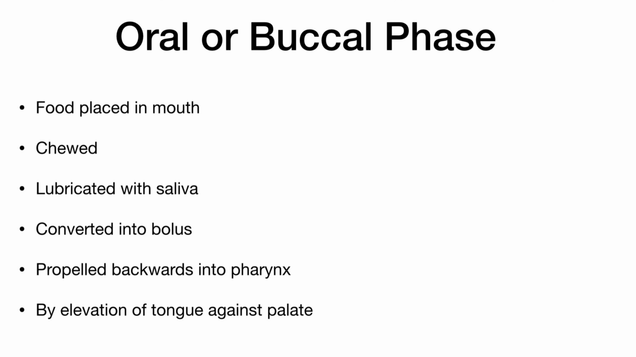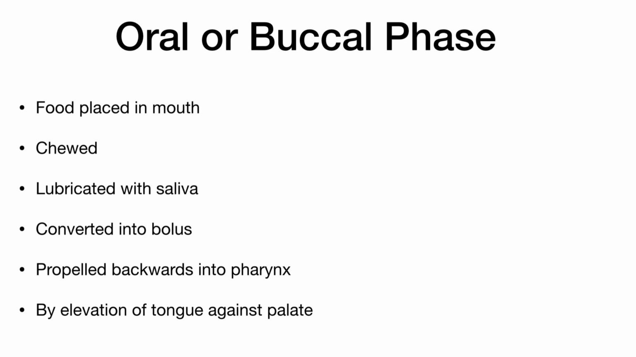This happens when food is placed in the mouth. This can be solid food, can be liquid food. But when the food is placed in the mouth, if it is solid, it is chewed with the help of our teeth, which is called mastication. Again, every normal English word, when placed in context of human physiology, has a very difficult alternative word also. So food is placed in the mouth and chewing happens or mastication happens, then it gets lubricated. The food gets lubricated with saliva, is converted into a bolus, and is propelled backwards into the pharynx.